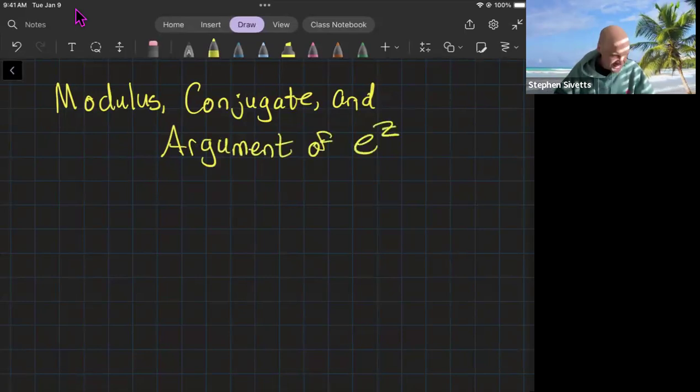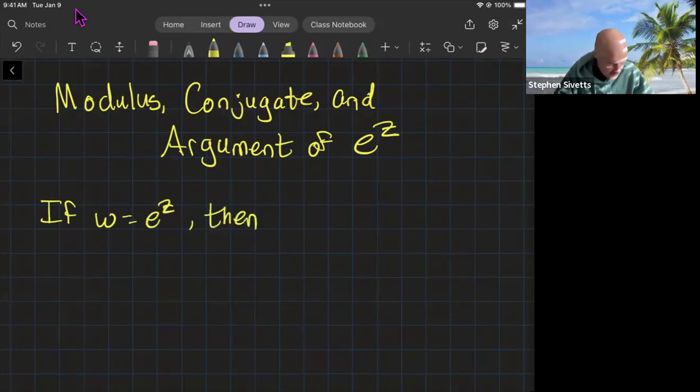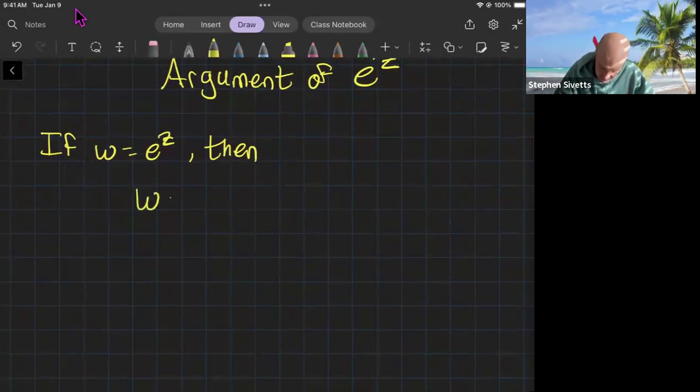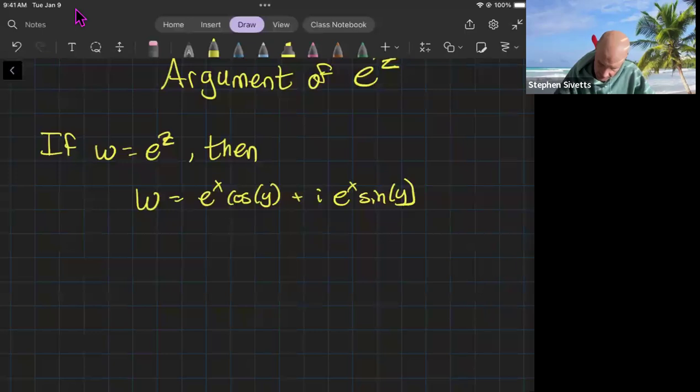Of e to the z, okay? So w is e to the z. Then we can express w as e to the x cosine y plus i times e to the x sine y, in terms of the horizontal and vertical components. For any complex number, we can express it in terms of polar coordinates.